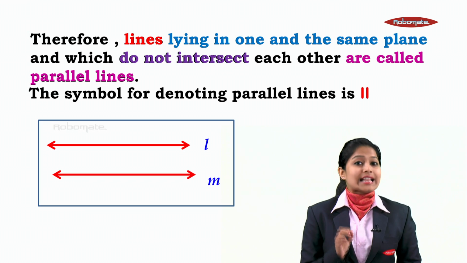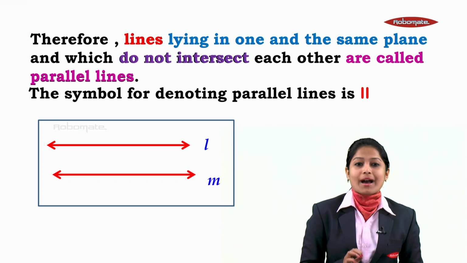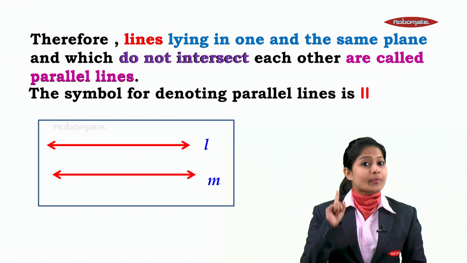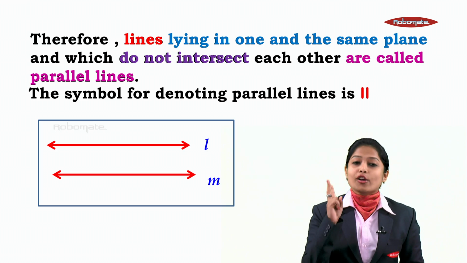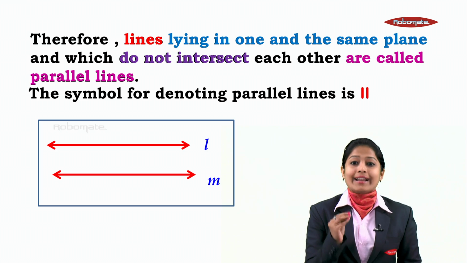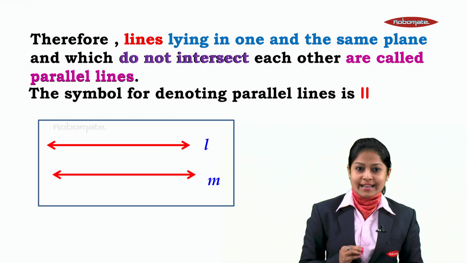Now students, the symbol for denoting parallel lines is two straight lines. Remember, the symbol of parallel lines is two straight lines. Let us proceed ahead and find out a little more about parallel lines.